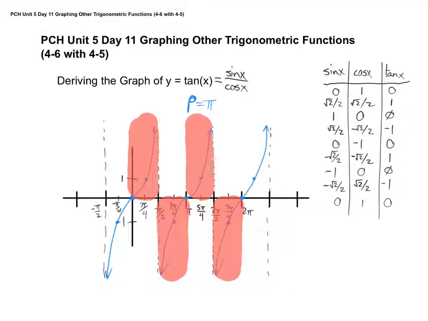Rachel? Is the period pi because sine and cosine are 2 pi, so it's like half of it? Or no? Well, I mean, it is half of what sine and cosine are. It's simply the nature of the fact that sine and cosine are pi/2 off from each other. They're shifted over from each other. So when you're finding the ratios, those ratios end up repeating sooner or more often. Okay.